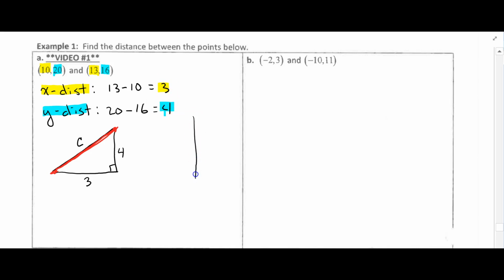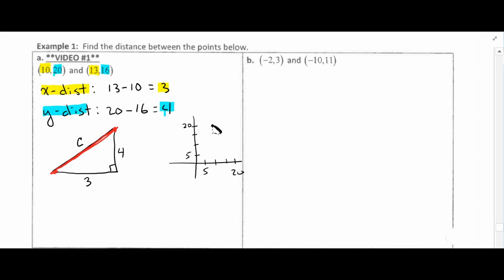So let's take a look at what this would look like. We'll just do a quick sketch here. So we'll go by 5s, 5, 10, 15, 20, 5, 10, 15, 20. So 10, 20 would be up here, and 13, 16 would be, here's 10, so about 13 would be around there, and 16 maybe about here. So you can see really this is the distance that we're finding. Okay, and then we made a little right triangle in here.